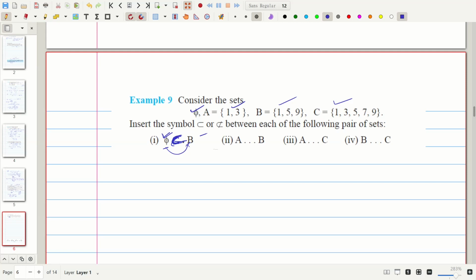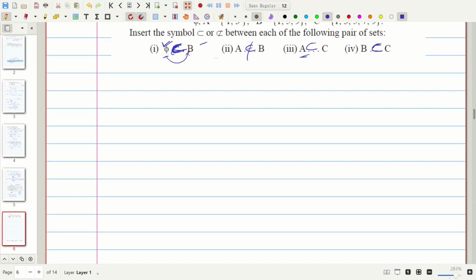A and B: A is {1, 3}, so it is not a subset of B, as 3 is not present in B. A and C: 1 and 3 are there, so A is a subset of C. B and C: 1, 5, 9 are all in C, so B is a subset of C, we can write.